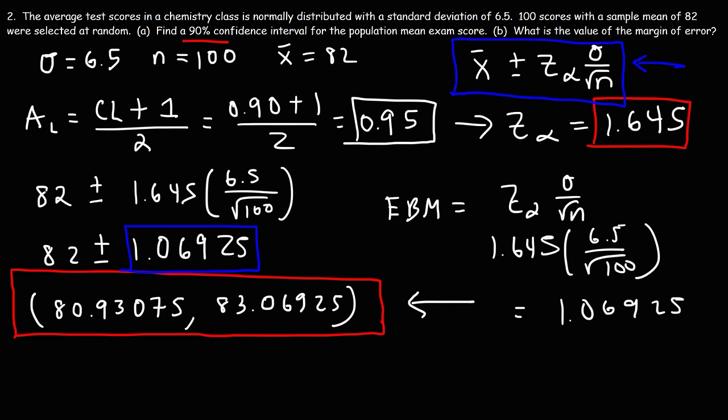1.06925. So that is the error bound for the mean. That's our EBM value. So that's how you can find a confidence interval and determine the value of the margin of error. Hopefully these two examples clearly illustrate how you can do that.